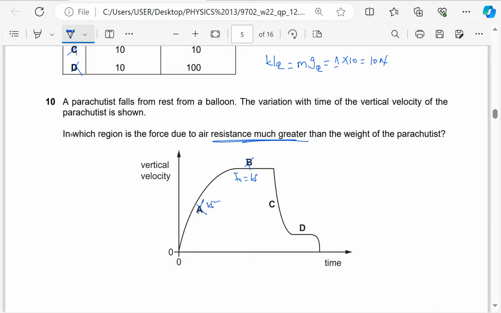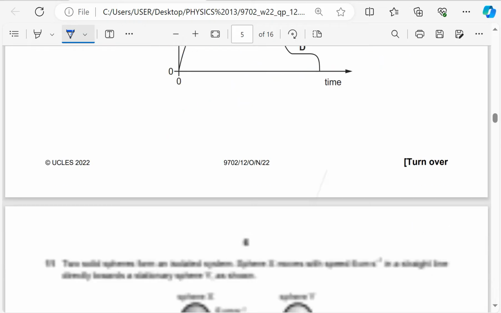Here, the weight is greater than the force due to air resistance. Here, because it is decelerating rapidly, it is because the force due to air resistance is greater than the weight. So it slows down very rapidly. So the answer is going to be C. It is going to be C because we have a rapid deceleration.